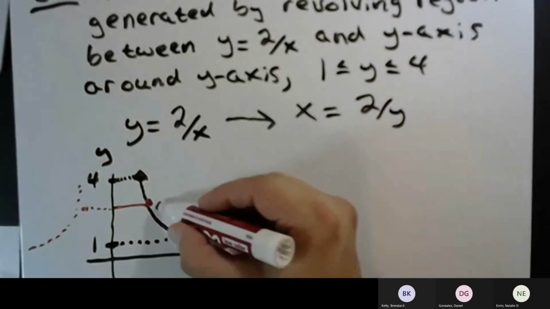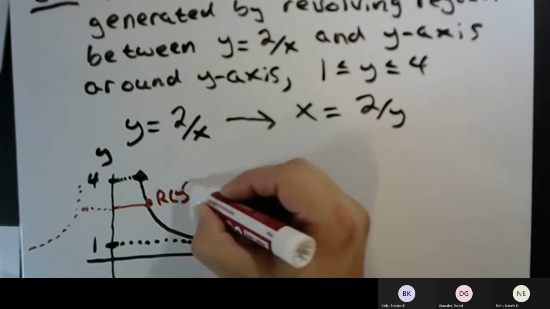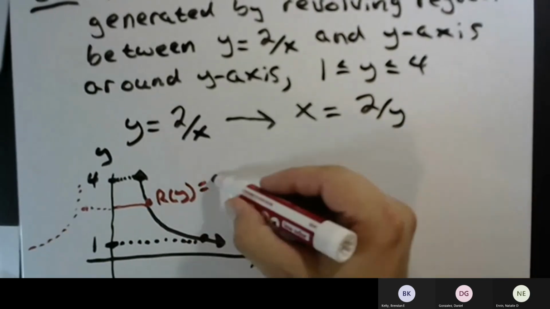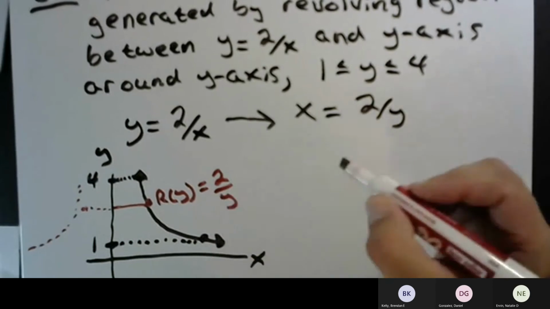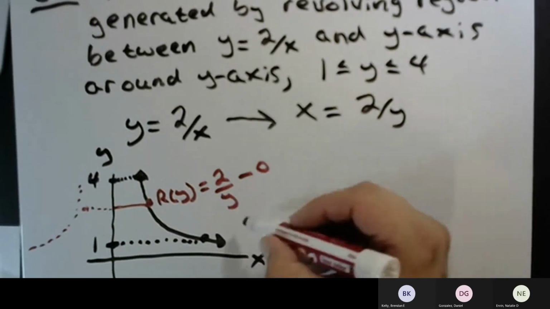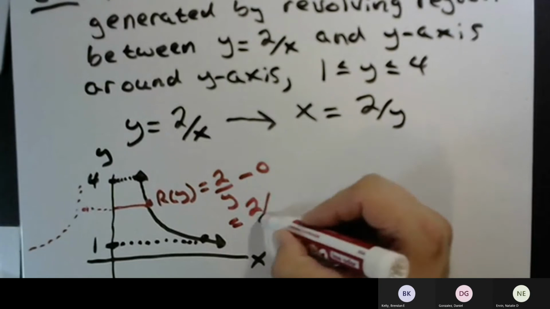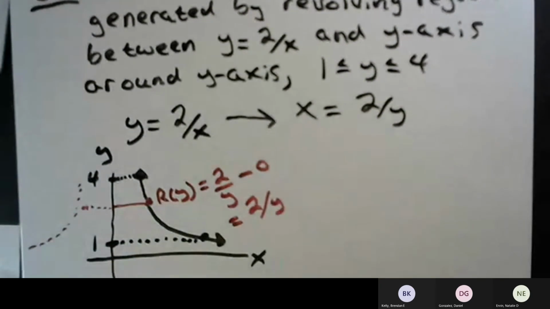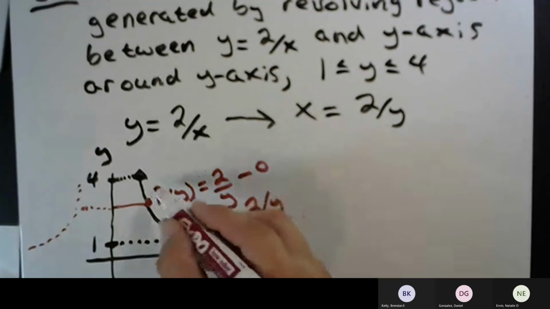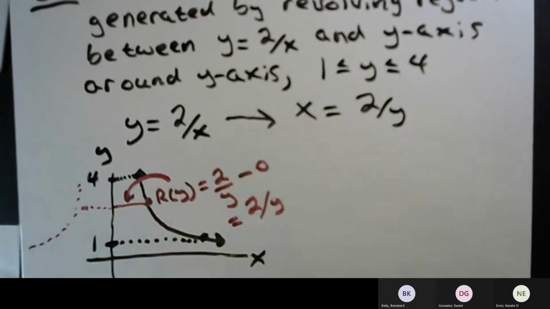And in this case, the radius r of y is going to be 2 over y minus 0, or 2 over y. The distance from here to here. In fact, let me emphasize that that was what we're looking for right there. So questions about that?